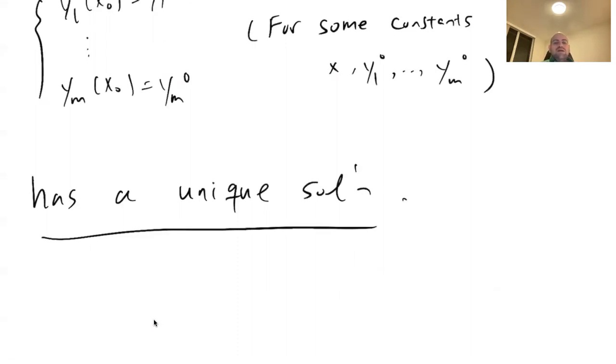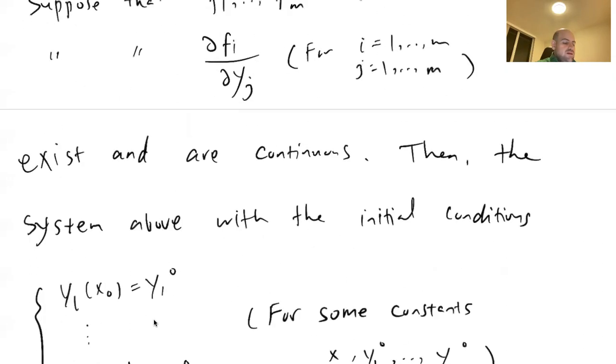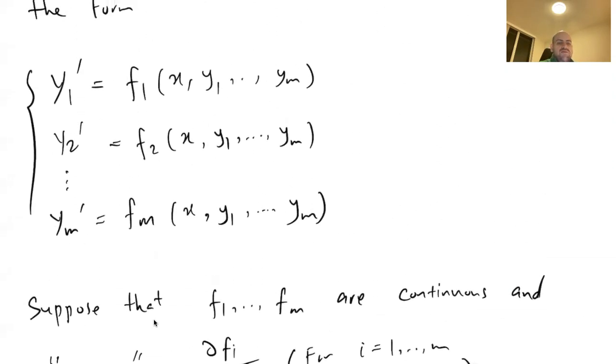So what is the condition that we need to have in order to be able to guarantee the existence and uniqueness of the solution? Continuity of each of the functions f1 to fm, and existence and continuity of the partial derivatives of each of these functions with respect to each of the yj's.